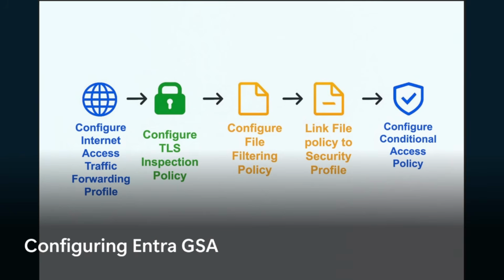The second one is the TLS inspection policy that needs to be configured. And then we hop on to the filtering policy, where we configure the rules of what URLs, what FQDNs need to be monitored or scanned with Purview. And then the fourth one is linking this file filtering policy to the security profiles.